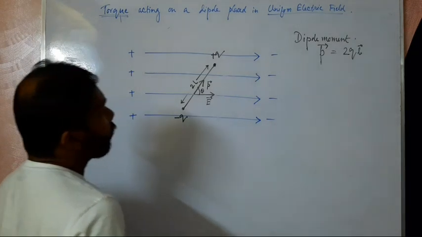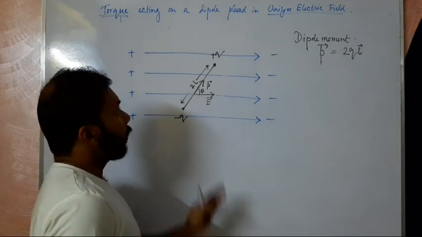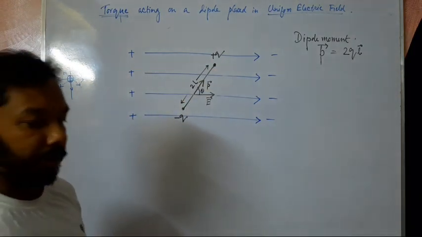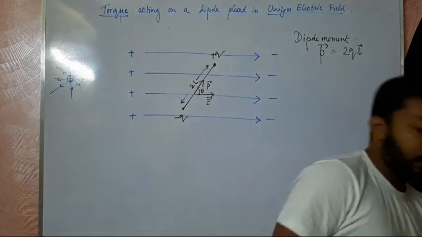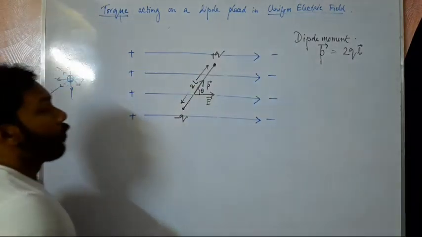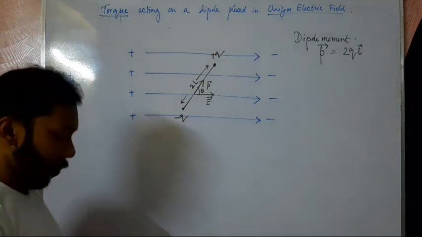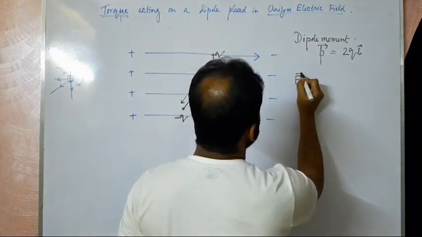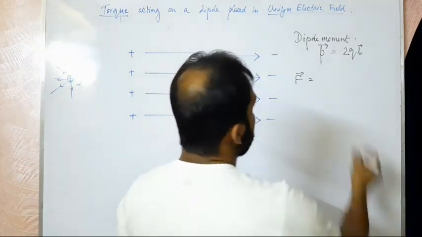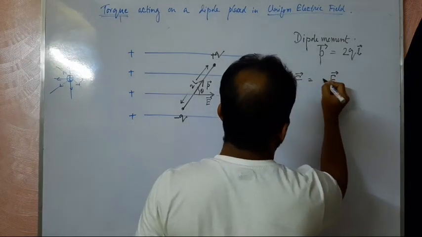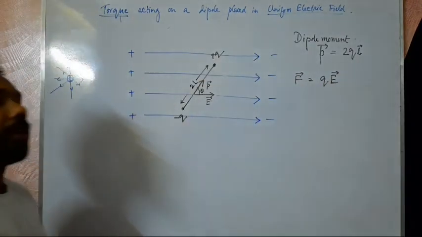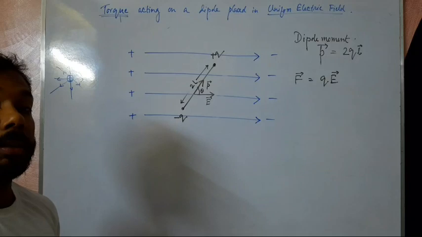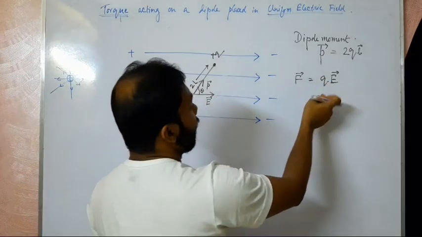Now, what will happen to the dipole? A charge is placed inside an electric field. Obviously, the charge will receive a certain force. Now, what will be the magnitude and the direction of the force? We all know that Coulomb force F and electric field E are related by the equation F equal to QE. Q is the charge. So if we multiply the electric field, which is actually the force on a unit positive charge, by the amount of charge, we will get the total force.